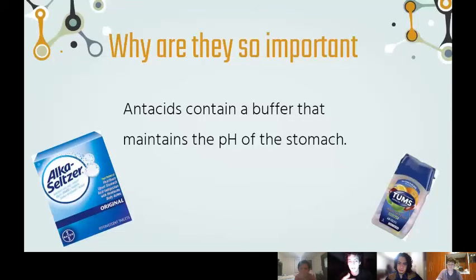And well, what are buffers made of? A buffer is like a mixture of a weak acid and a weak base. So for this reason, it can tolerate both a change to a high pH and a change to a low pH.